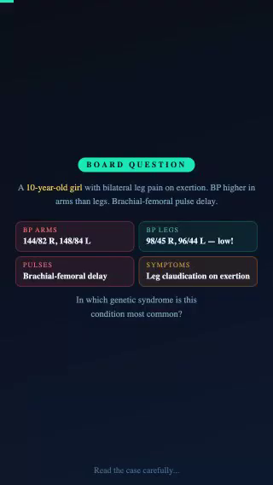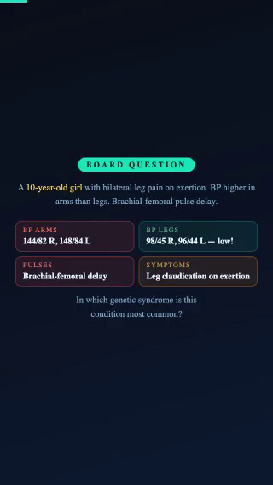A 10-year-old girl presents to her pediatrician for a checkup. She reports mild bilateral leg pain when she walks quickly or runs. Vital signs show blood pressure 144/82 in the right arm and 148/84 in the left arm, but only 98/45 in the right leg and 96/44 in the left leg. On physical examination, palpation of pulses reveals brachial femoral delay.